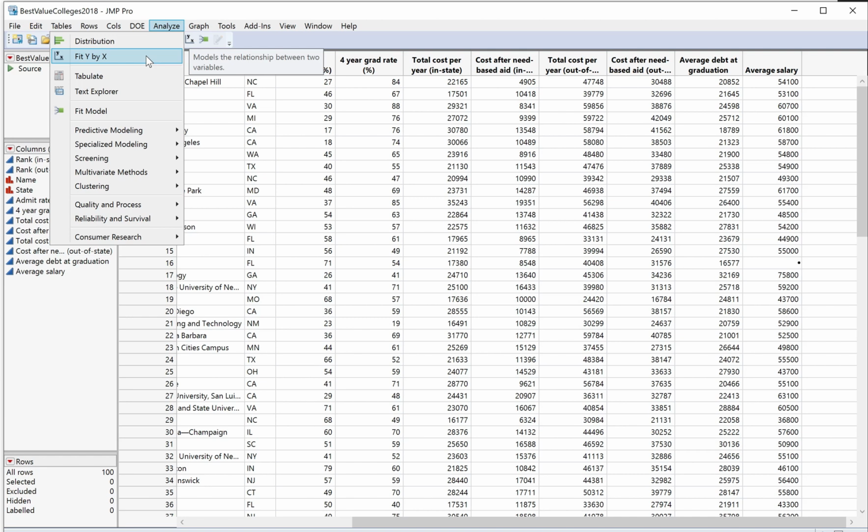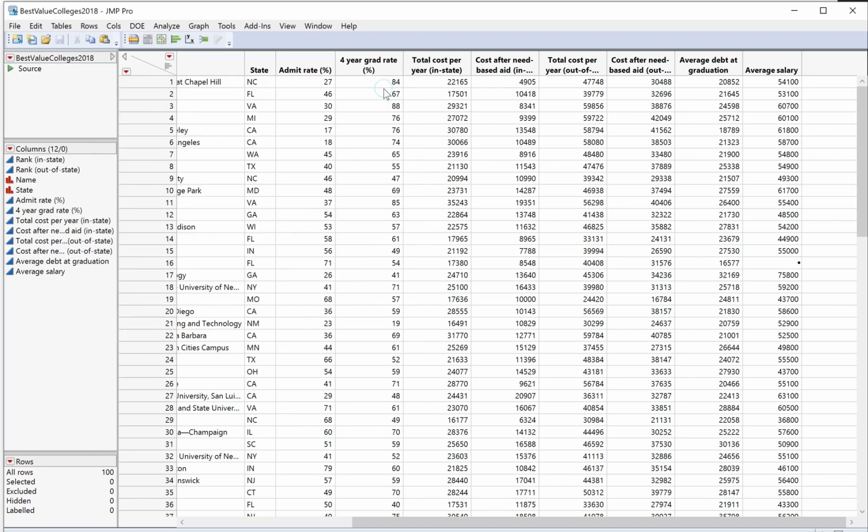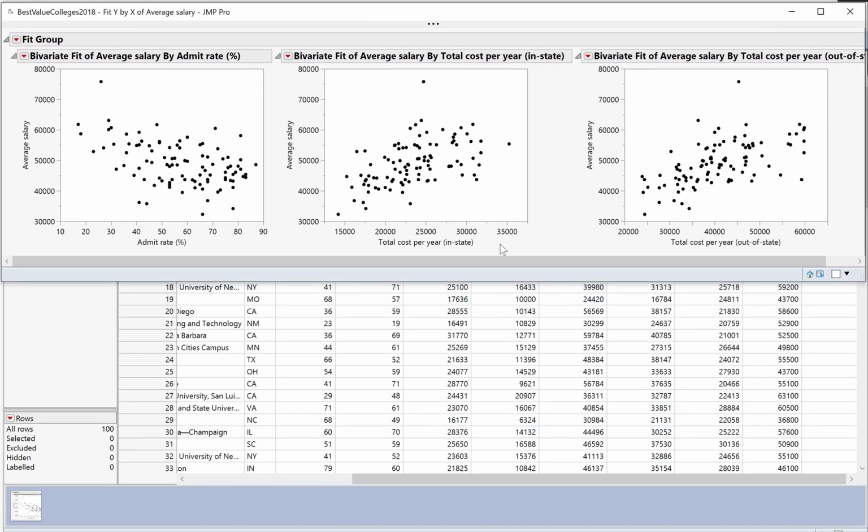So I'm going to do Fit Y by X because in these models, we're just going to consider one predictor at a time. So I'm going to have average salary as my Y, and I want to think about three different predictors. The admittance rate, so out of everybody who applies, how many get in, the total cost per year in-state, and the total cost per year out-of-state are the ones I want to consider. So you can see it's going to create three separate scatter plots, because these are three separate models where each one has only one predictor.